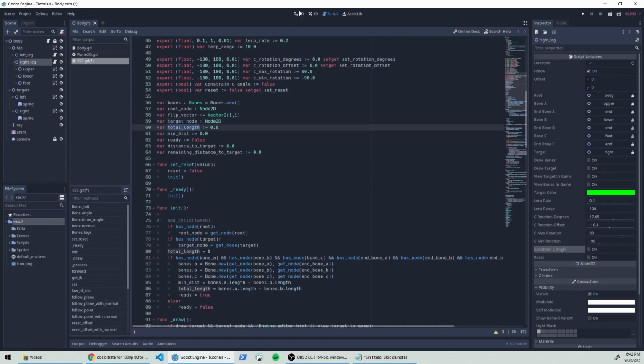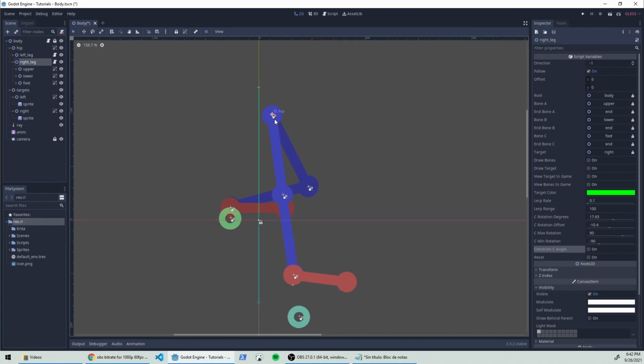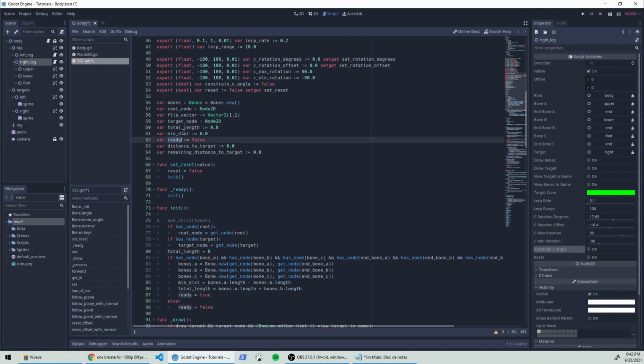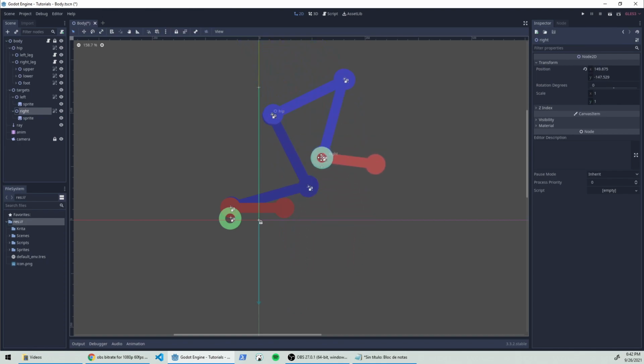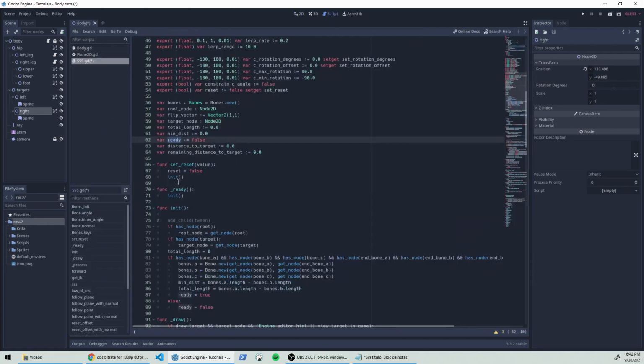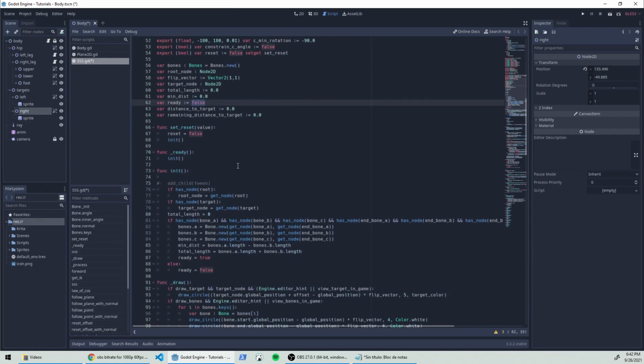Total length is the length of the chain, so it's the length of bone A plus the length of bone B. C doesn't really count. The minimal distance is how much the chain can reach back onto itself. So if this bone was short, it couldn't reach past a certain point, so that's where we're using that, and I'll explain that more in detail later. Ready is used just because if you have a missing bone and you don't have a length there, your calculation is not going to be right. So we don't do anything until we're sure that we have all of the bones that we need.